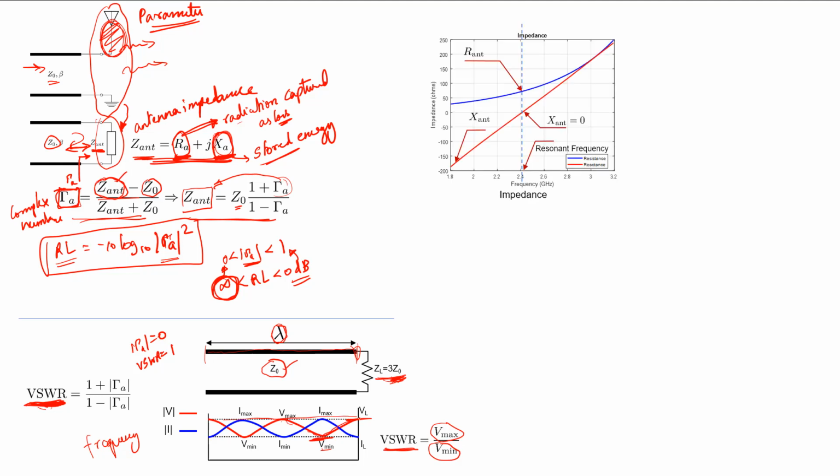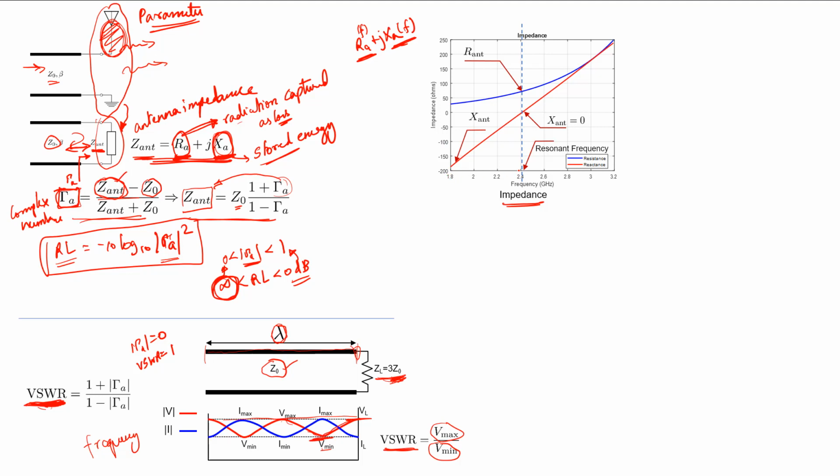So we can look at the impedance of the antenna like what we see here. It is having RA plus jXA. We can look at that, and it turns out that for all antennas this is a function of frequency. That means the resistance is a function of frequency and the reactance is a function of frequency.